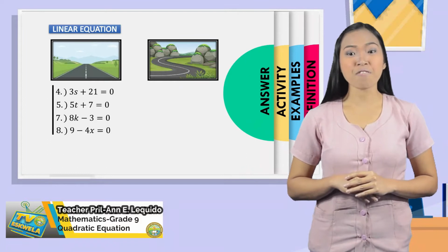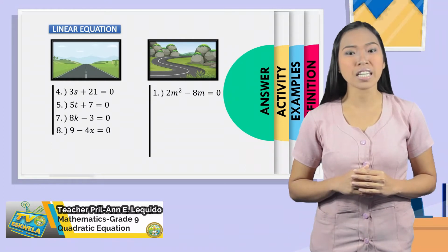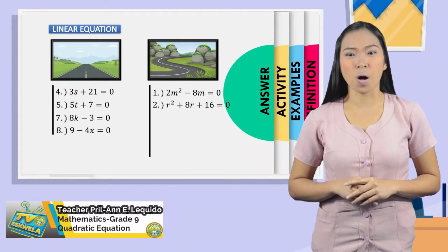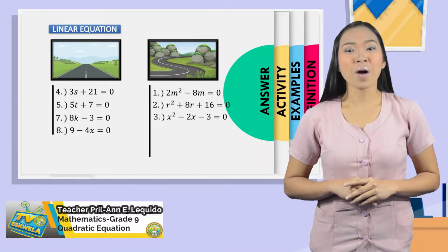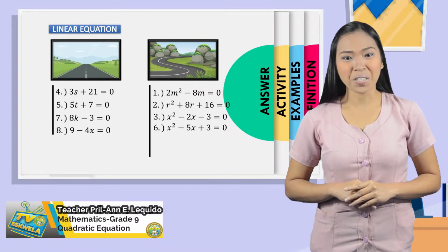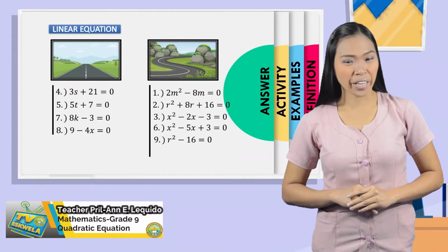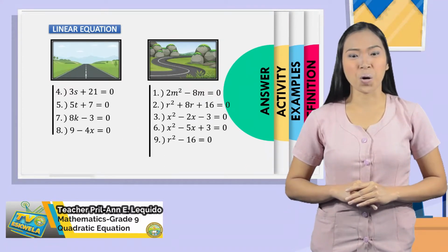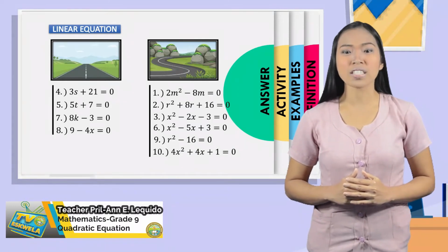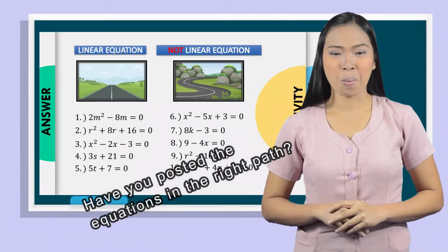The equations on the curved path are 2m squared minus 8m equals 0. r squared plus 8r plus 16 equals 0. x squared minus 2x minus 3 equals 0. x squared minus 5x plus 3 equals 0. r squared minus 16 equals 0. And 4x squared plus 4x plus 1 equals 0. These are not linear equations.